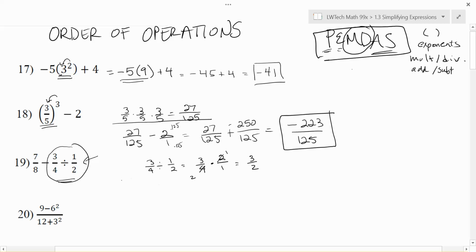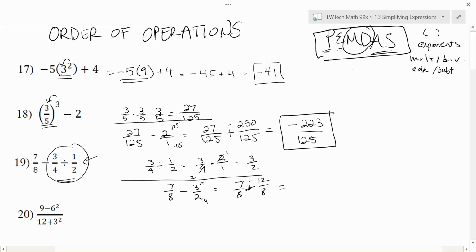Now I'm going to go through and rewrite my problem. Instead of this expression, I'm going to have 3/2. So now I need to do 7/8 minus the answer, so 7/8 minus 3/2. Again, I need a common denominator between 8 and 2. 8 will be a good common denominator. The first fraction already had an 8. For the second fraction, I'm going to have to multiply by 4. So I end up with 7/8 minus 12/8.